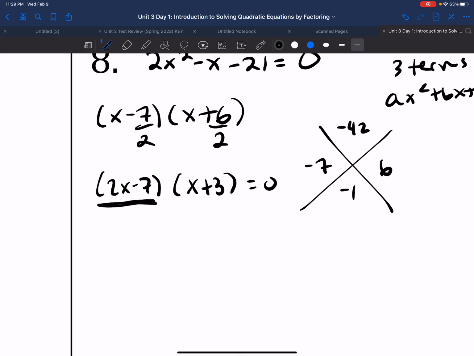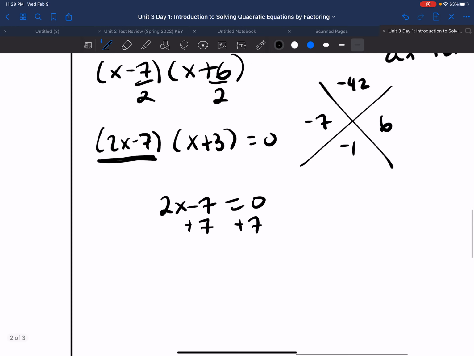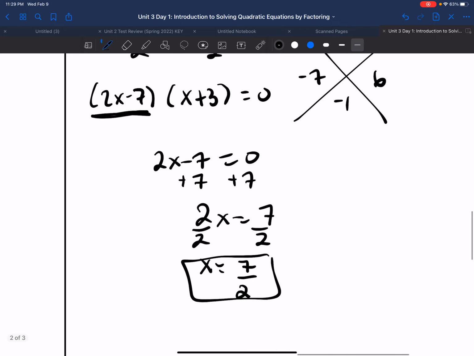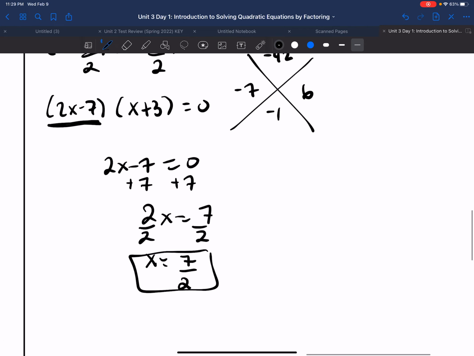So I have this 2x minus 7, right? It has a variable. I can deal with that. So I have 2x minus 7, which is equal to 0. Add both sides by 7. 2x equals 7. And then am I done? No, because I have this coefficient of 2. So divide both sides by 2. x is equal to 7 over 2. You can leave it like that. If it needs to be reduced, you have to reduce it.